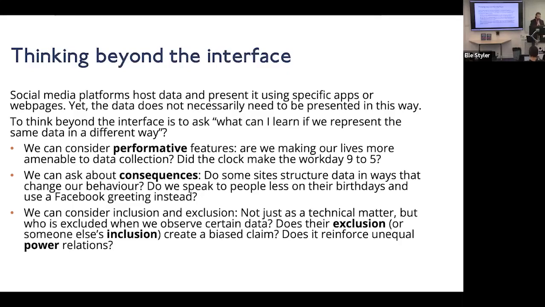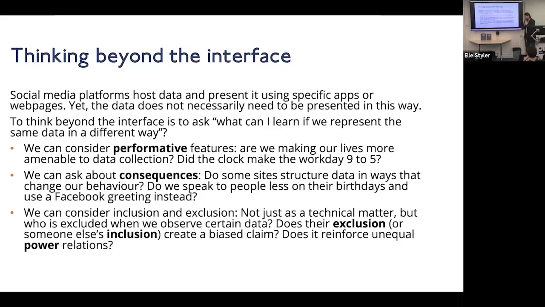And of course, we also can and should consider beyond the interface. It's not just Facebook, it's the people off Facebook. It's not just Twitter, the people off Twitter, or those who don't feel comfortable on Twitter. Who is excluded when we observe certain data? Does their exclusion create a biased claim? If we just say, here's our data set, now let's classify it, we might ask, who's not in that data set? What is not in that data set?